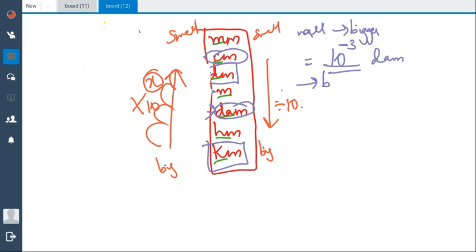If you have to come from the smaller unit to the bigger unit, count the number of steps and then write 10 raised to minus x. Okay, understood?